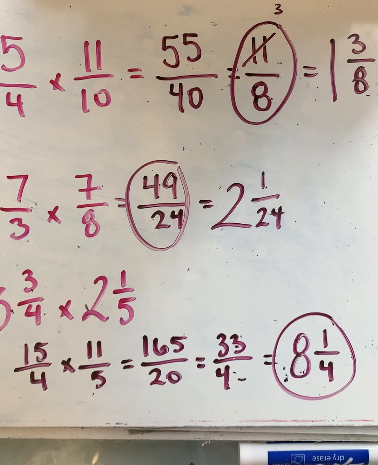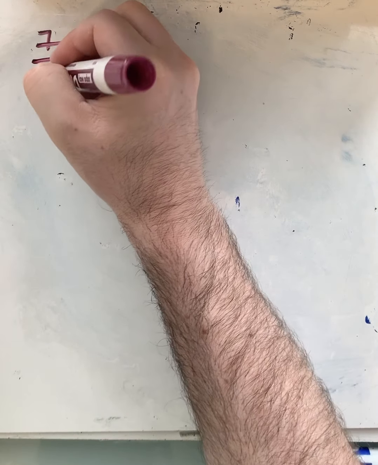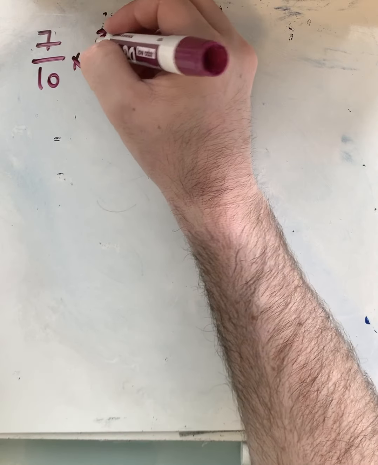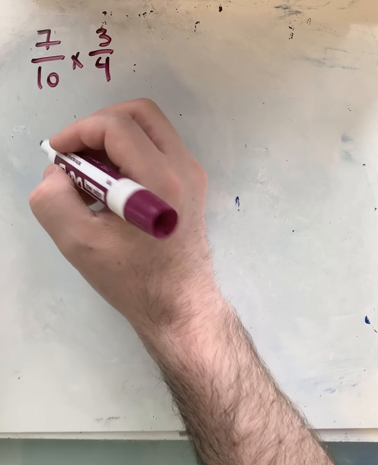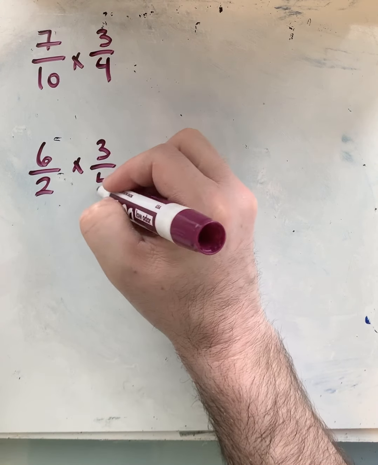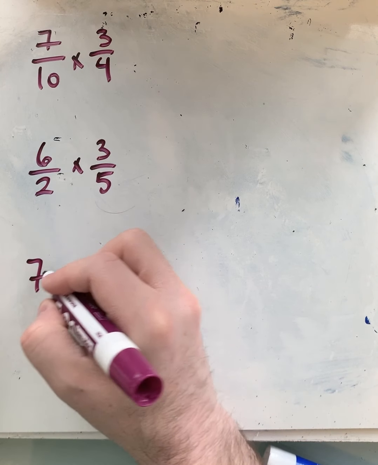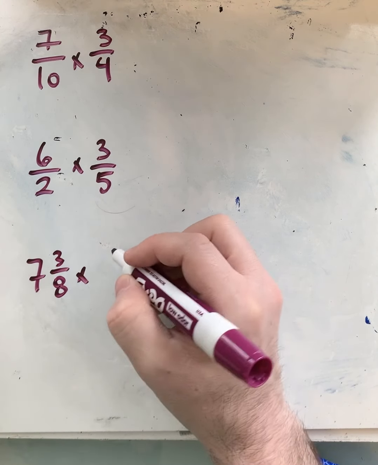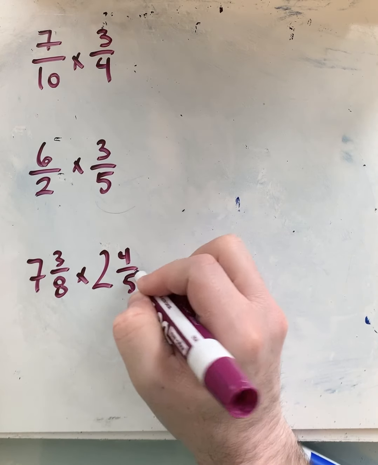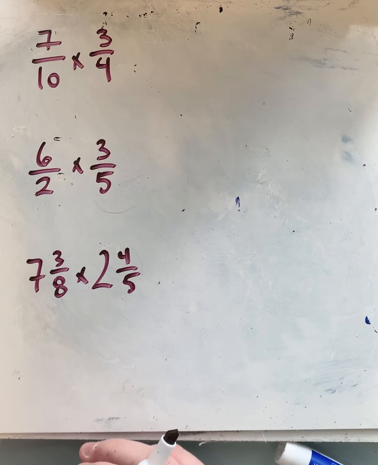I'd like you to try your own, so I'm going to get you a new board. And I'd like you to try the following for me. The first one I'd like you to do is 7/10 times 3/4. The next one I'd like you to do is 6/2 times 3/5. And the last one I'd like you to do is 7 3/8 times 2 4/5. Okay, so pause the video here, please, and come back in a second to see how you did.